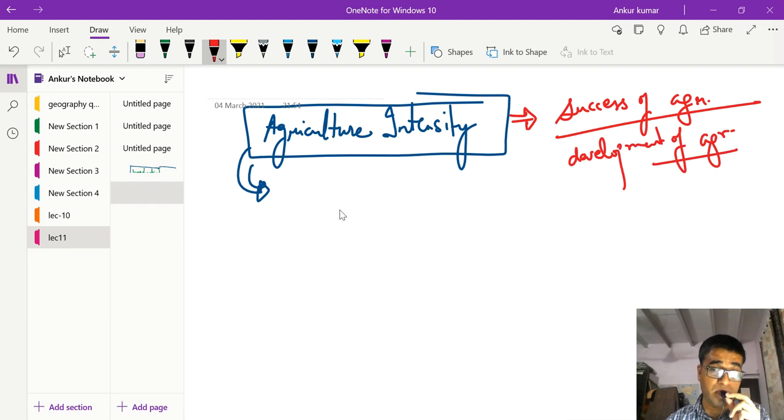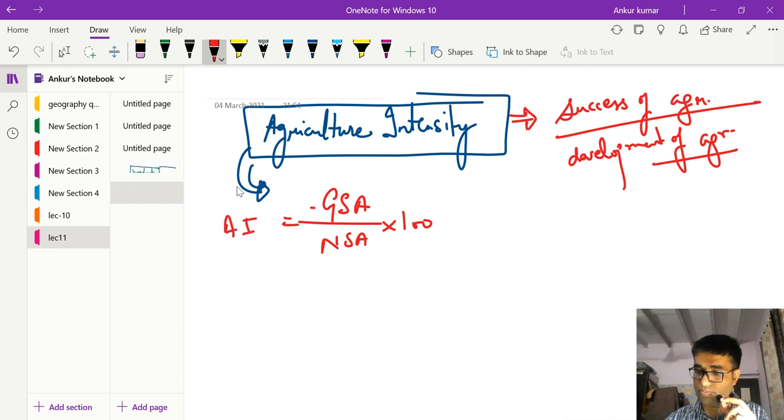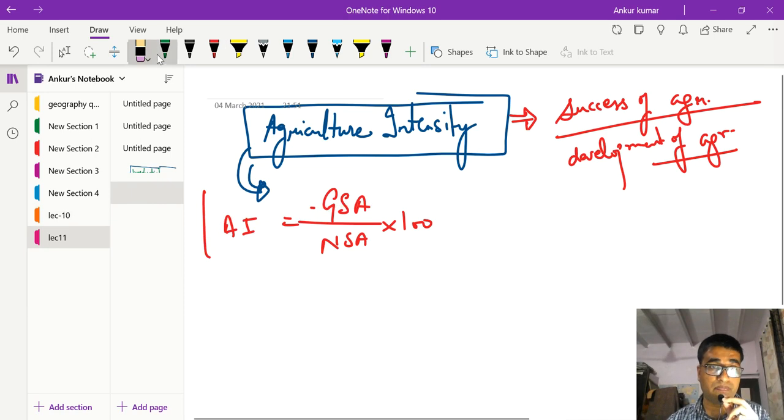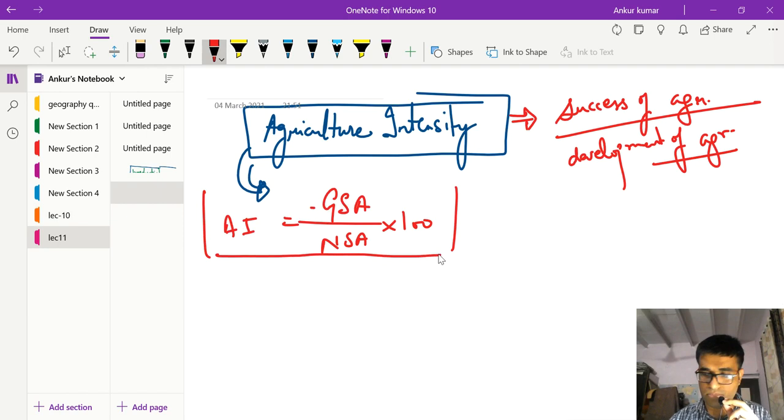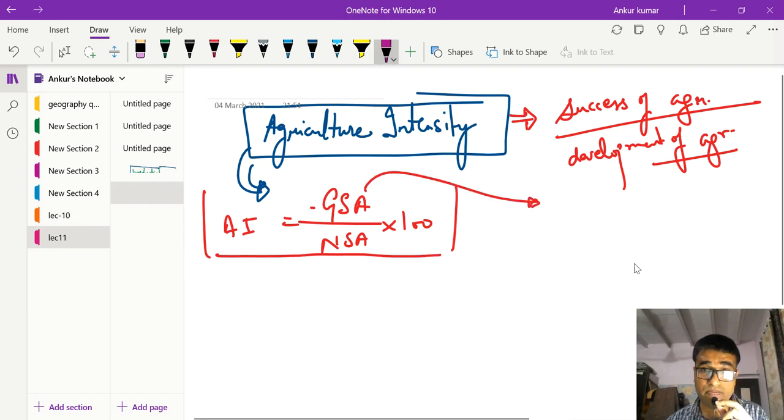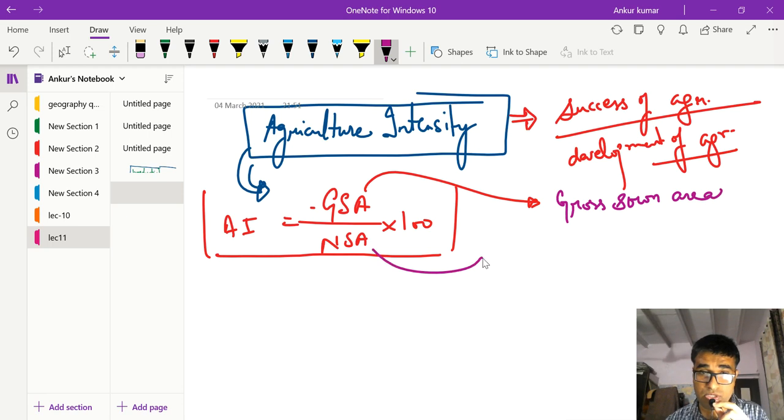So agriculture intensity is defined as the gross sown area per net sown area into 100. So this is the agriculture intensity here. Now what is this? This is the gross sown area. This is the net sown area.